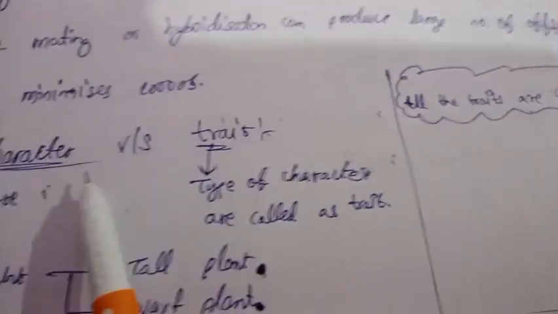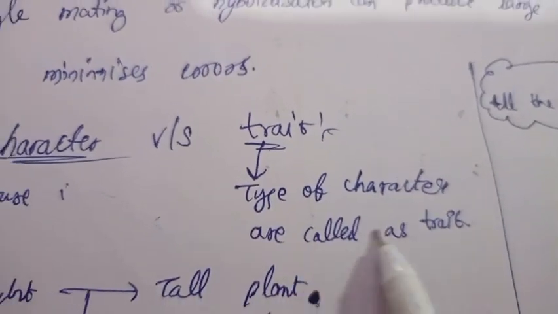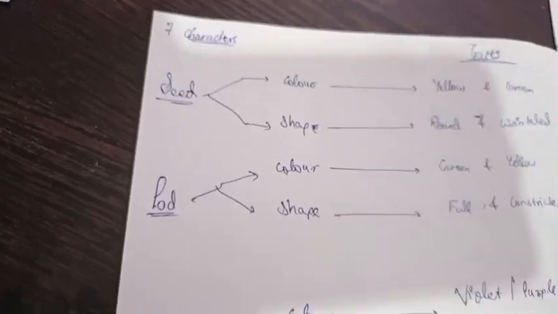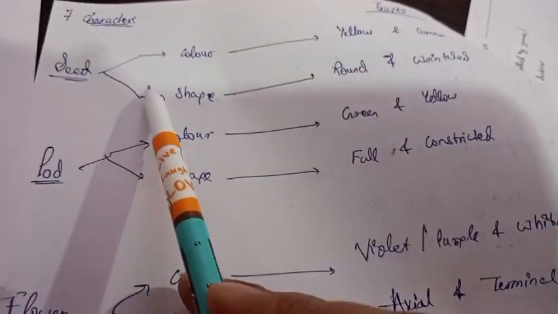All the traits are characters. Character means any feature, versus trait. A trait is a type of character. For example, plant height is the character, and tall plant and dwarf plant are the traits. Let's understand characters and traits. There are 7 characters and traits.